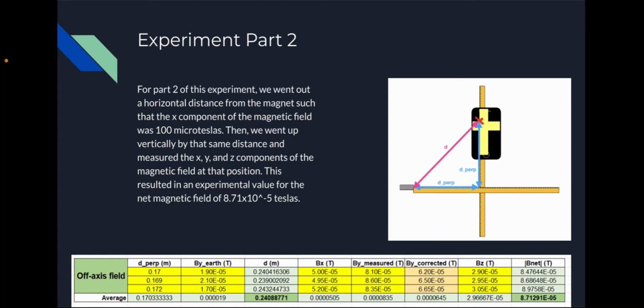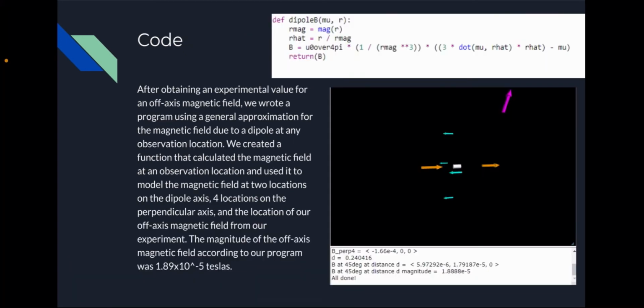After obtaining an experimental value for an off-axis magnetic field, we wrote a program using a general approximation for the magnetic field due to a dipole at any observation location. We created a function that calculated the magnetic field at an observation location and used it to model the magnetic field at 2 locations on the dipole axis, 4 locations on the perpendicular axis, and the location of our off-axis magnetic field from our experiment. The magnitude of the off-axis magnetic field, according to our program, was 1.89 times 10 to the negative 5 teslas.